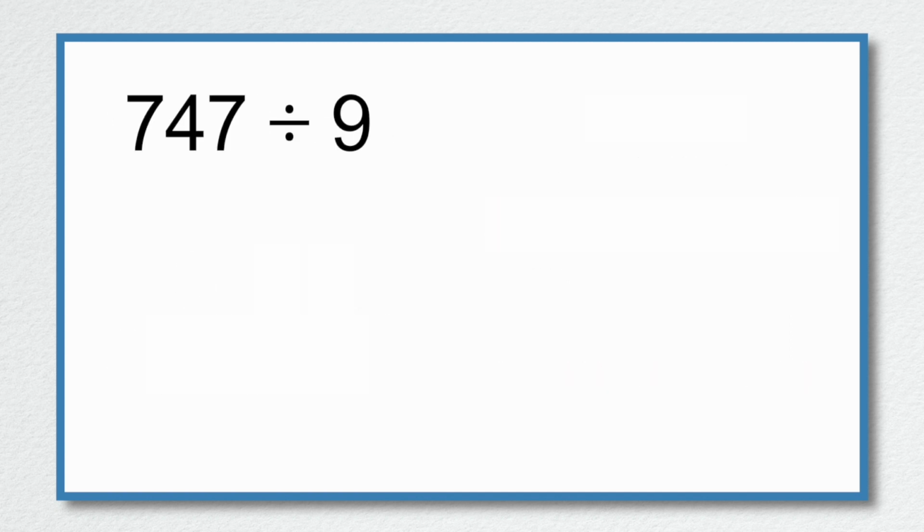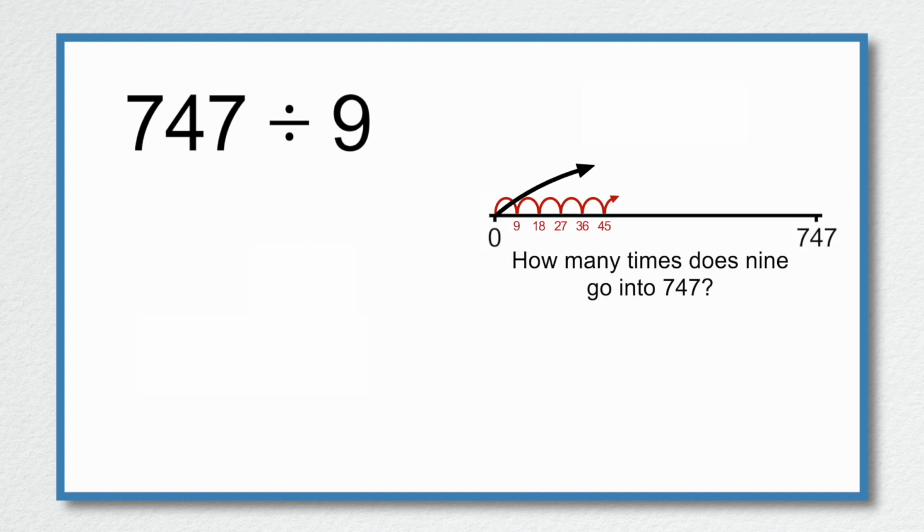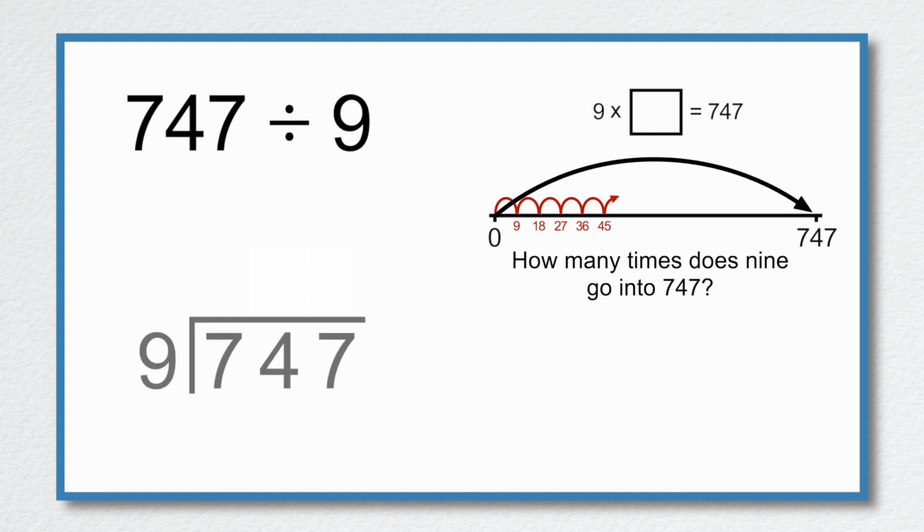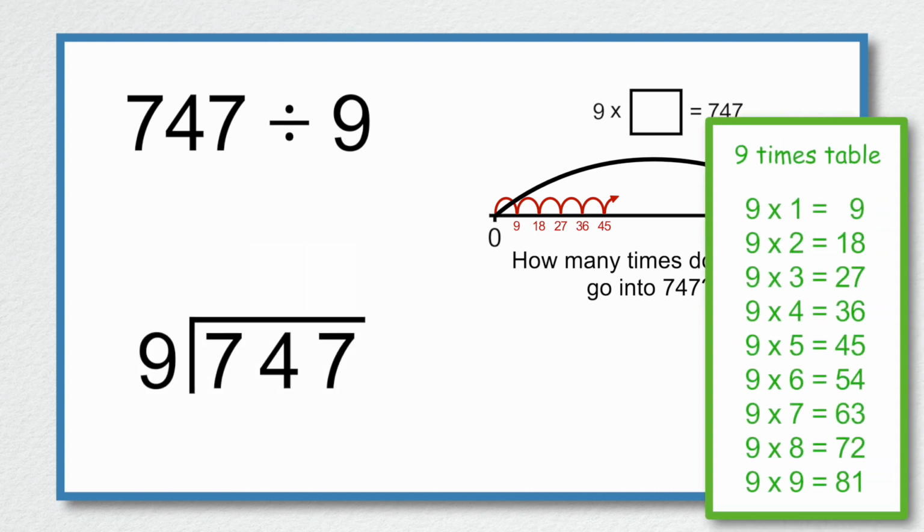Let's look at another problem. 747 divided by 9. So that's how many times does 9 go into 747. We'll set out the problem, and this time we're thinking of the 9 times table. 7 divided by 9. So 7 is smaller than 9, which would mean the answer would be 0 remainder 7. So we would write the 0 down up here, and then we'd write the 7, the remainder, next to the 4. We then have 74 divided by 9.